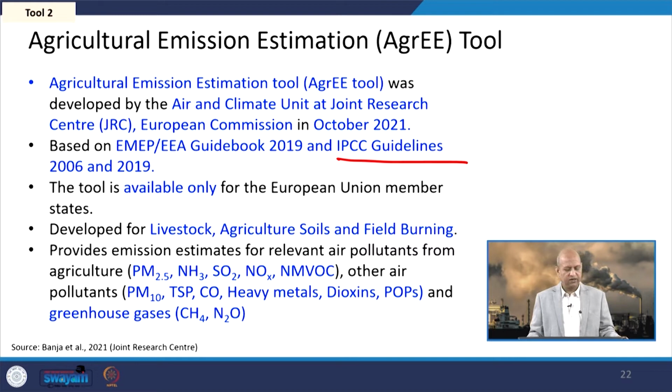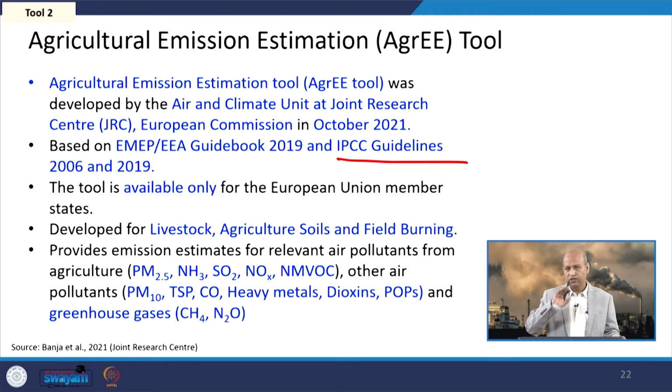This is developed for livestock activities, agriculture soils and field burning, and it can estimate a number of pollutants like particulate matter, fine particulate matter PM2.5, ammonia, sulfur dioxide, oxides of nitrogen, non-methane VOCs, PM10, TSP, carbon monoxide, heavy metals, dioxins, and POPs, persistent organic pollutants, as well as greenhouse gases like methane and nitrous oxide. All those pollutants and greenhouse gases can be estimated, so this is a very versatile tool.